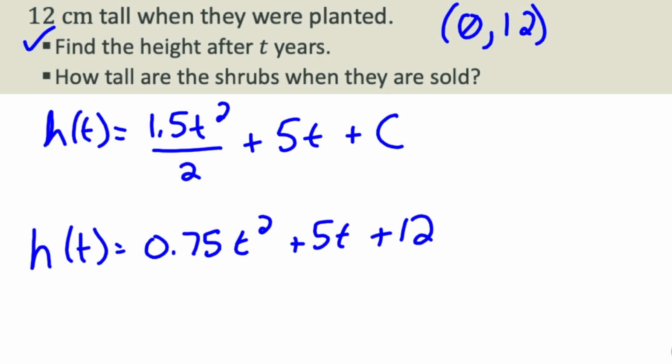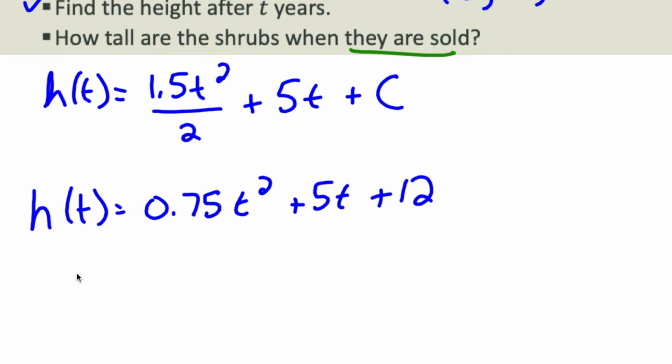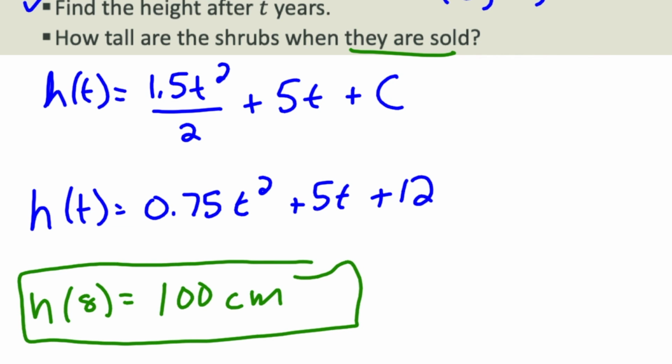That's the first one. We just did that. The second one says, how tall are the shrubs when they are sold? Well, we know they're sold after 8 years. That was given to us in the original problem. So we're going to plug 8 in for t. So h of 8, not t, h of 8 equals, plug that in your calculator and you will get 100. Don't forget the units, 100 centimeters. So there's your second part, and that is the first part.